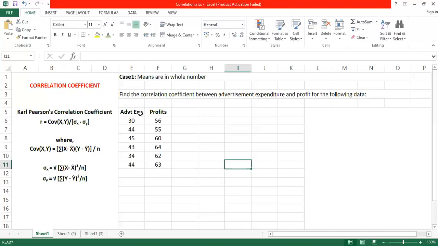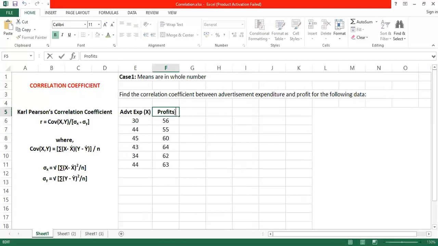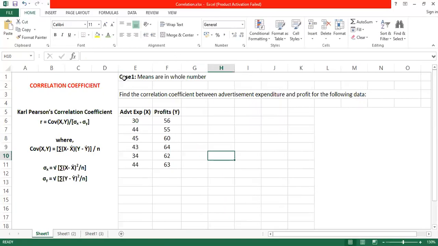Sure. So we'll start. I'm naming the first given variable as x. So this is my x. Second, which is profit, I'm naming it as y. So this is my y. Fine. See, the case says means are in whole number. So I need to get the mean of x. At the same time, I need to get the mean of y.